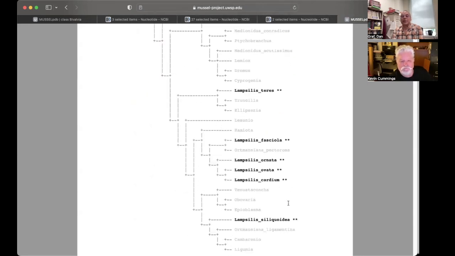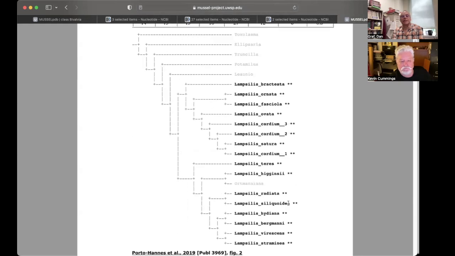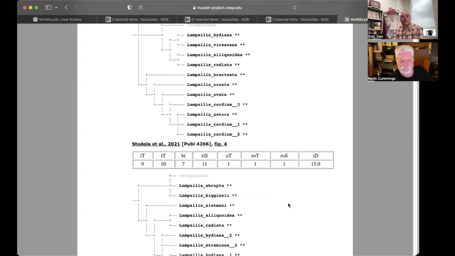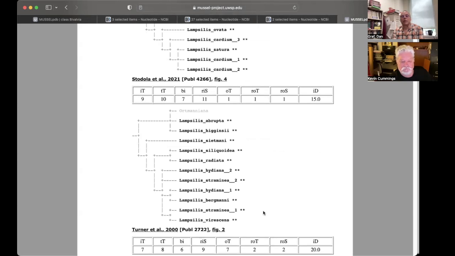This is a pattern that's come up in lots of studies. Where's the one I want to find here? Here's this one from Stadola et al. You see that same pattern there, right? You have multiple groups there. But the thing is, Lampsilis, first of all, we've known it's not been recovered as monophyletic for a long time, since the 1900s of doing these analyses.